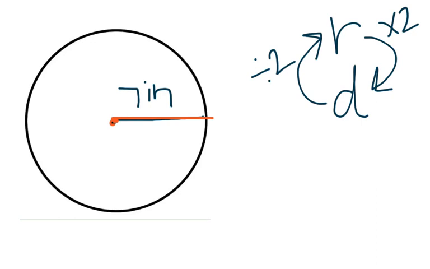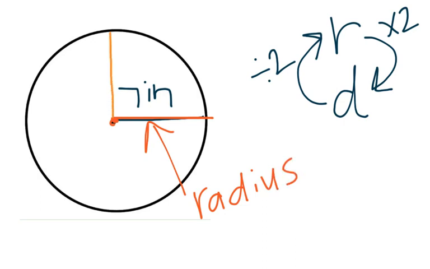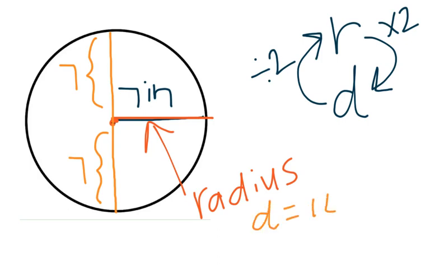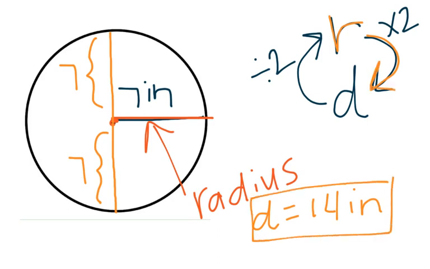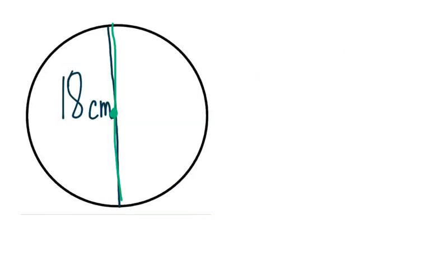In this case, we have 7, and this is the radius. We want to find the diameter. If 7 is the radius, we want to find what the diameter of this circle would be. You can see this little section is a radius and this section is a radius. So if this one's 7 and this one's 7, then our diameter would be equal to 14 inches, which is exactly what we just did. If we had the radius that was 7, we multiplied it times 2, we would get 14 for our diameter. All right, let's do the same thing on this one.